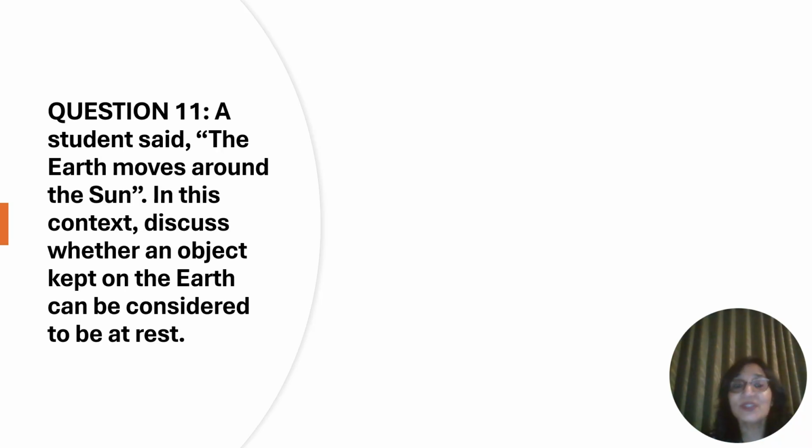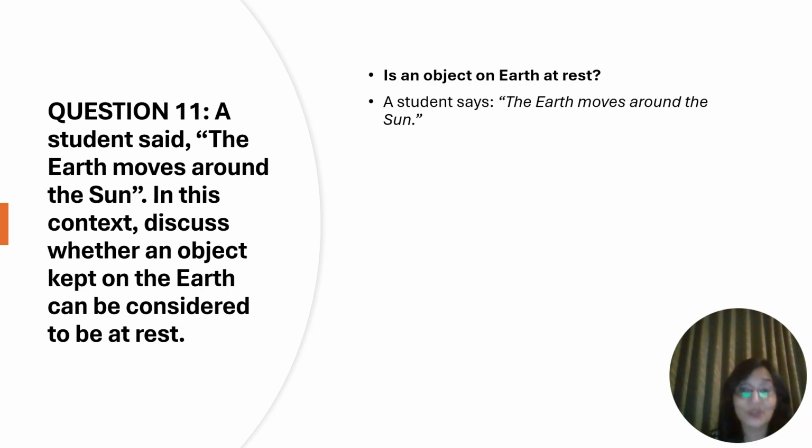question number 11. The student said, the earth moves around the sun. Now, in this context, discuss whether an object kept on the earth can be considered to be at rest. Now, the question is, is an object on earth at rest? A student says, the earth moves around the sun, which is given in the question. So, we need to understand that motion is always relative.